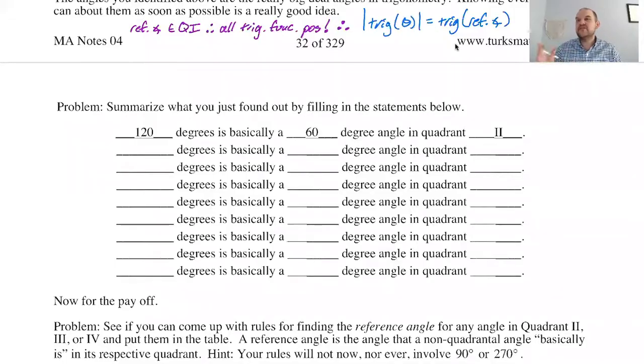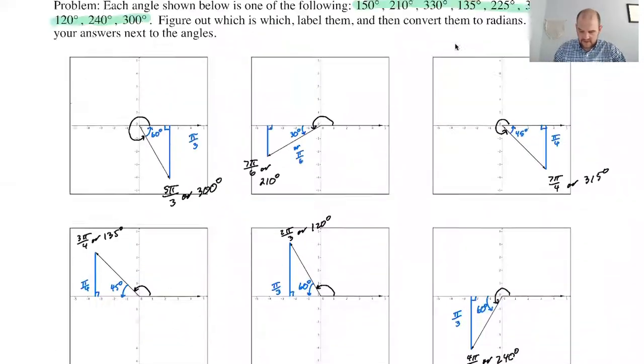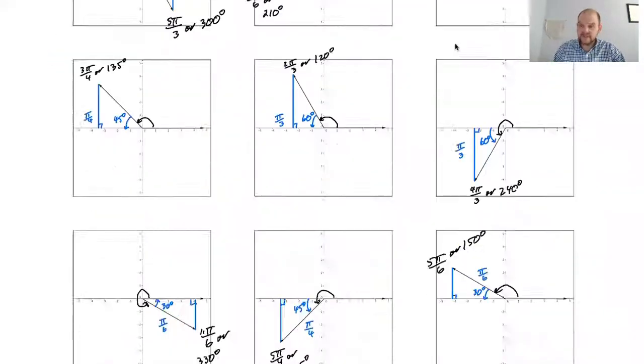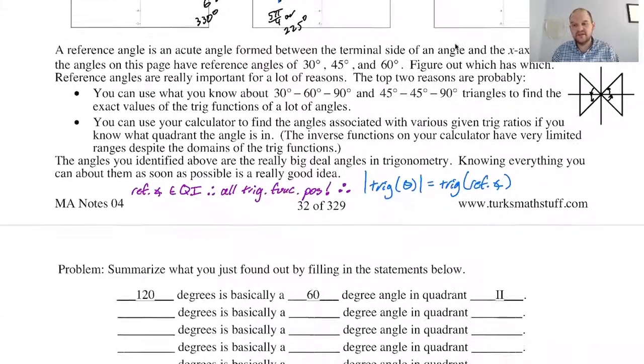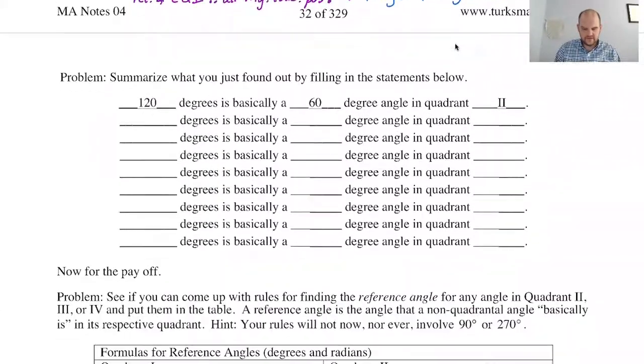All right, this is going to be page 33 of math analysis, and we are in the middle of notes 4, and we're talking about reference angles. We just filled in this page, and if you were paying attention during that page, you got a good idea of what's going on here. So let's take a look.